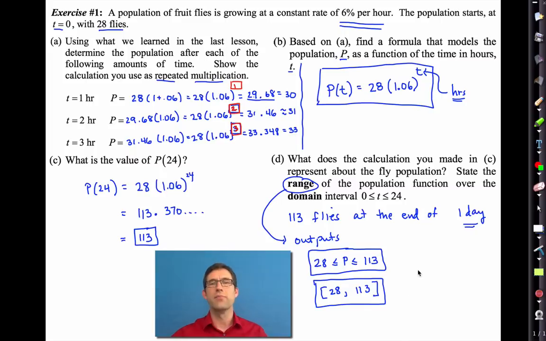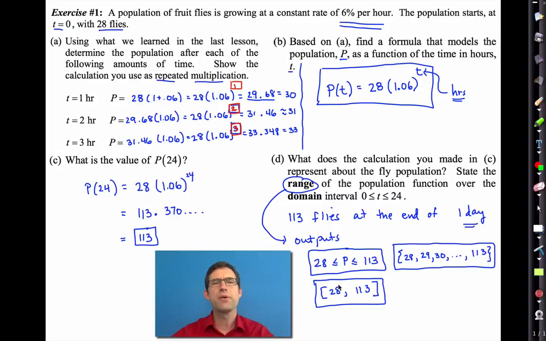Now, it's a little bit incorrect, both of these, by the way. I just want to point that out. It's a little bit incorrect because we can't have a fraction. We can't really have a fraction of a fruit fly, right? So actually, the range would be best stated as 28, 29, 30, all the way up to 113. This is actually the best way of writing the range. These are a bit incorrect because they would imply that, let's say, 32.7 fruit flies existed. But sometimes we'll still use this notation with the understanding that the values can only be integers.